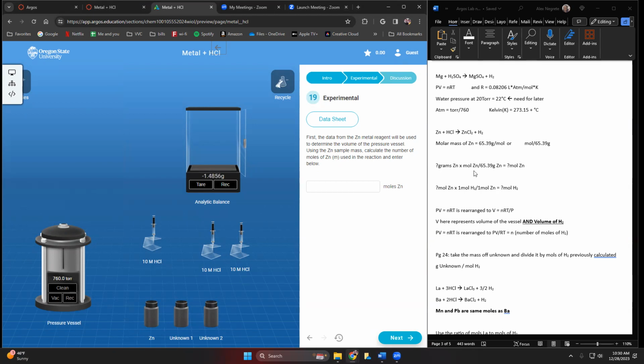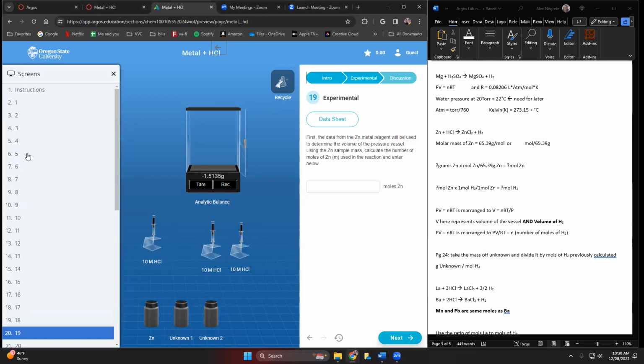So in order to calculate the number of moles, we know what the mass of zinc is. That's on our data sheet here, right? So we have the mass in grams. If we multiply it by the reciprocal value of the molar mass over here, that will calculate our moles of zinc.